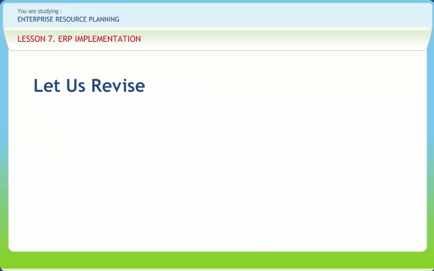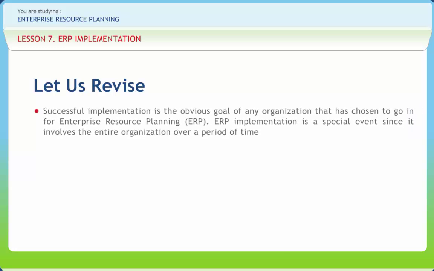Before we end, let us briefly revise what we have studied so far. Successful implementation is the obvious goal of any organization that has chosen to go in for Enterprise Resource Planning, ERP. ERP implementation is a special event since it involves the entire organization over a period of time. It brings together different functionality, people, procedures, and ideologies and leads to sweeping changes throughout the organization.